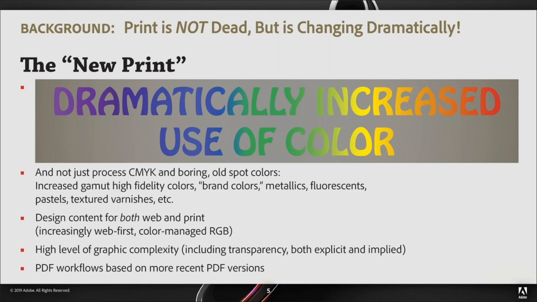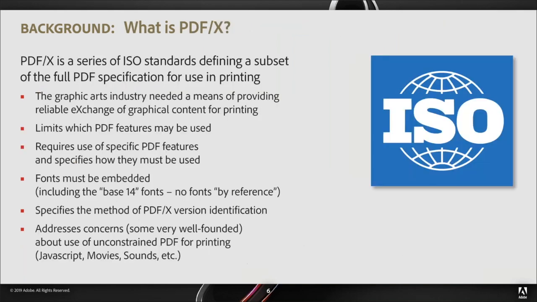Design content is primarily being done both for web and print these days. Increasingly, it's designed web first using color managed RGB. So the assumption that you're going to get content that was originally done in CMYK for a particular print situation is just wrong anymore. That doesn't happen that way. Even if you get CMYK, there's a very good chance that it was originally done in some type of device independent RGB. There is a high level of graphic complexity, including transparency, both explicit and implicit, and PDF workflows are based on more recent PDF versions.